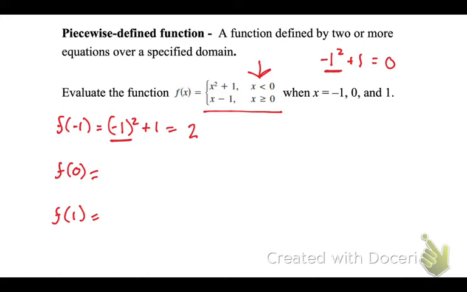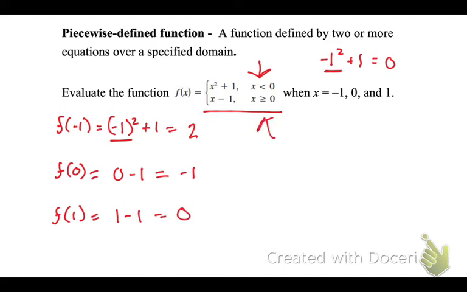Okay, 0, first equation or second equation? Second, because it's equal, right? Mm-hmm. So 0 minus 1 is? Negative 1. Okay, 1, where's it at? Second one. So it's 1 minus 1, so I get 0.